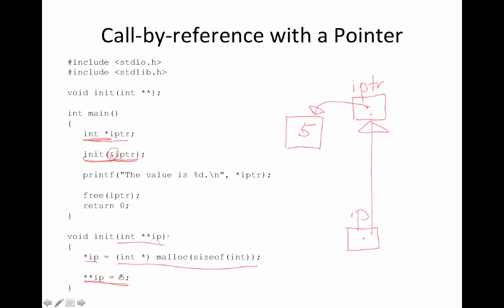Now that's the end of the function. The function stops executing, so that sends control back up here to main. When control goes to main, our parameter ip goes away, but now we have actually initialized iptr. It points to this new location, and when we print the value of star iptr, it's going to be 5. And again, if we free, that's going to free up the space that this pointed to. Okay, so that's call by reference with a pointer. We ended up with a pointer to a pointer. So that's looking a little bit gnarly.